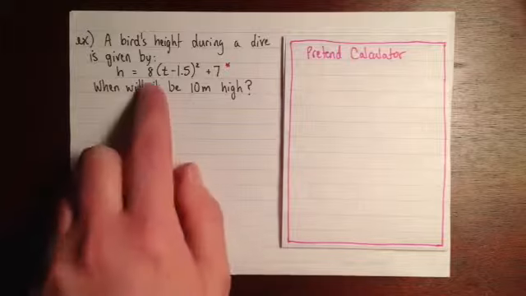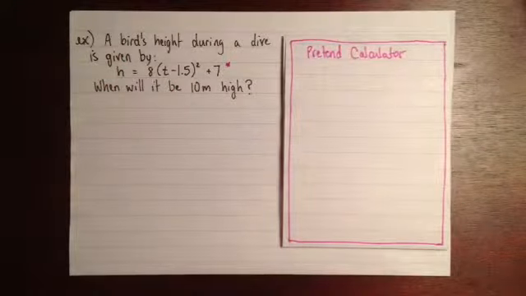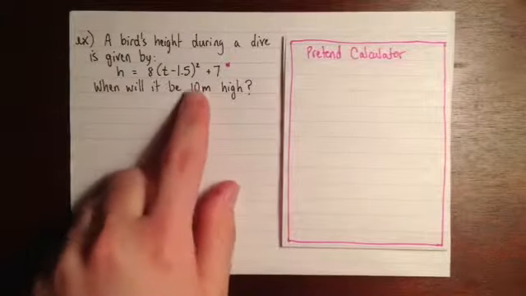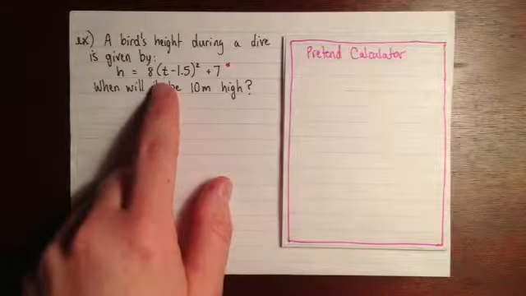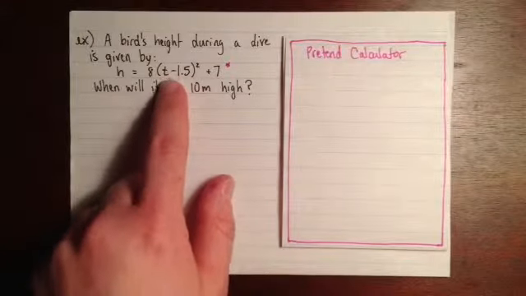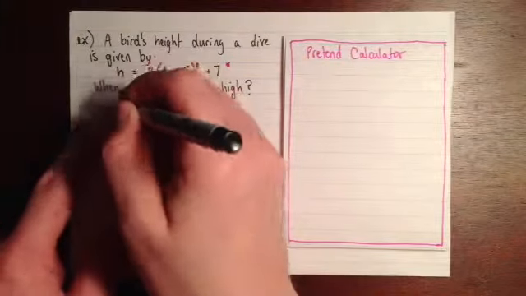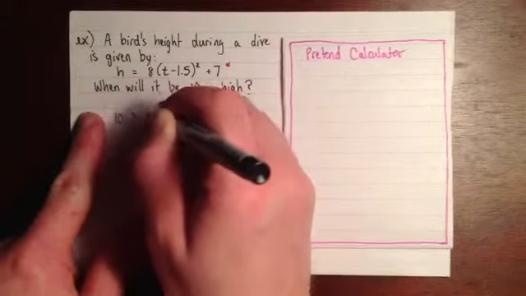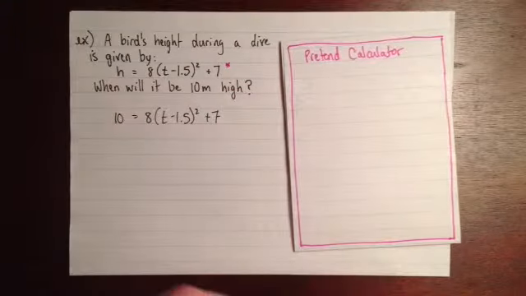Now you might recognize this equation and the bird because you had some questions about this bird on your test. So what we want to know is when the height is going to be 10 meters. You had a question about how high the bird will be after 2 seconds, and you could just substitute t equals 2 and then simplify. But here we want 10 for the height. It's going to equal 8 times (t minus 1.5) squared plus 7.